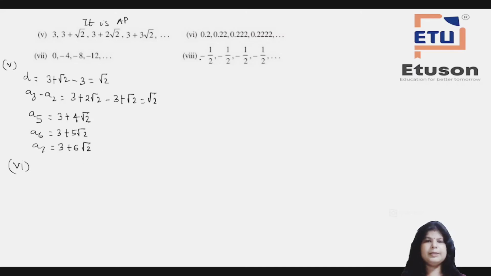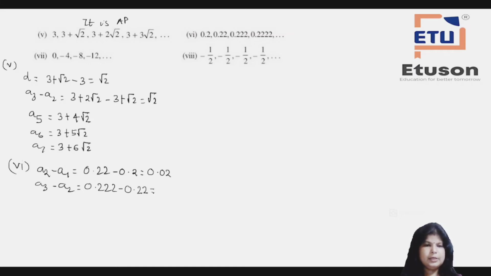Now coming to bit 6. You have 0.2, 0.22, 0.222 and so on. So let us find out the difference here. A2 minus A1, 0.22 minus 0.2. So that is equal to how much? 0.02. A3 minus A2, 0.222 minus 0.22. So the answer is how much? It is 0.002. So there is no common difference. So it is not AP. Correct?